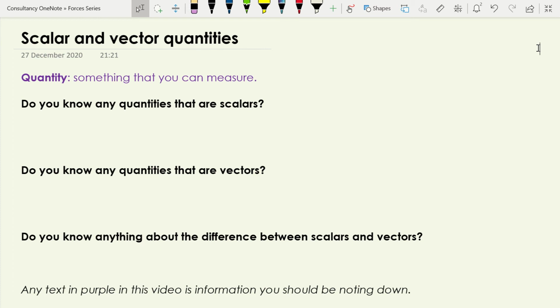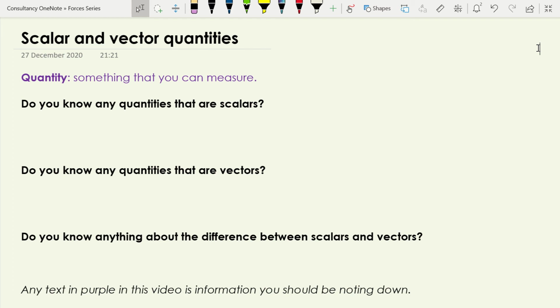So first thing, what do I mean by quantity? Well, I mean something that you can measure. And as you can see down here at the bottom, any text you see in purple is, I think, information you should be noting down as we go through. So pause the video if you need to and note that down.